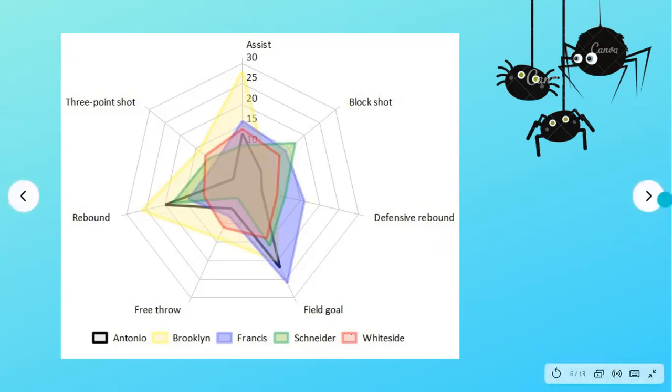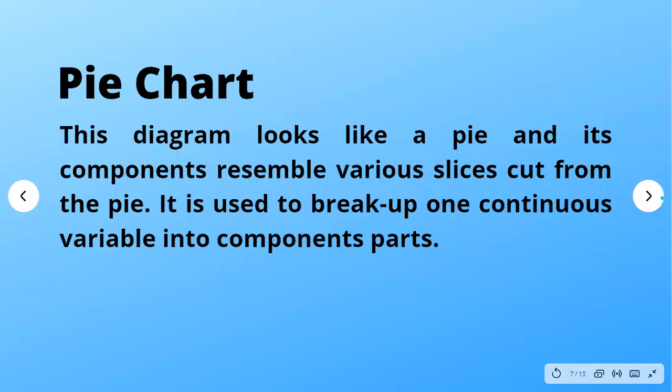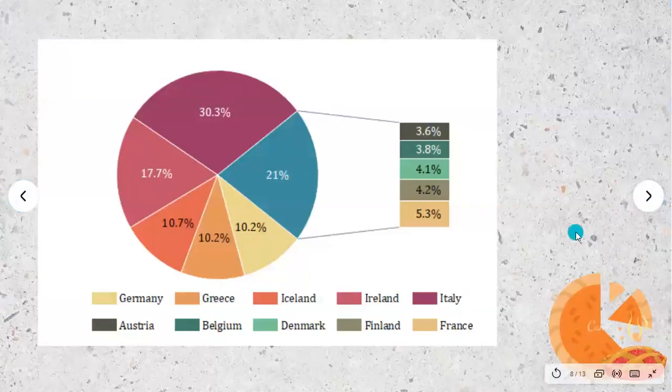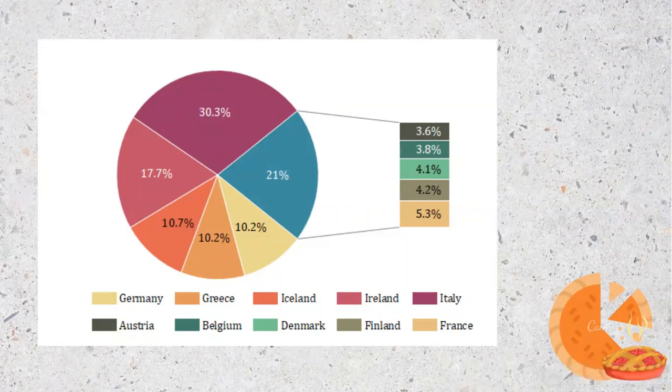Now for the second one, we have the pie chart. This diagram looks like a pie, and its components resemble various slices cut from the pie. It is used to break up one continuous variable into component parts. Now, pie chart is very common, and it is used mostly in division or formal representation of dividing section. Let's see an example. Each section has a corresponding value or variable that contributes to the whole part.